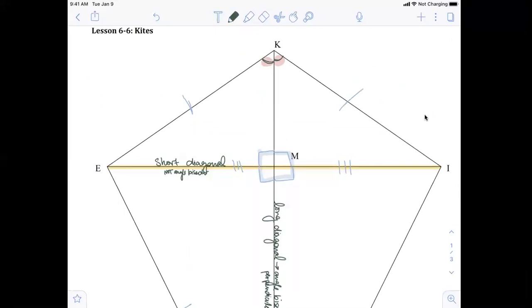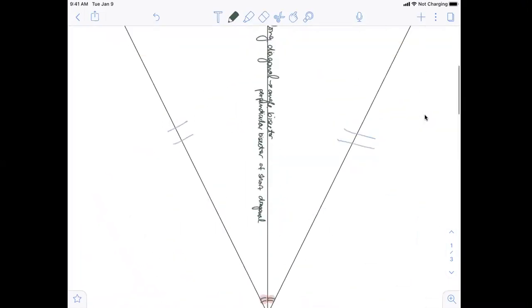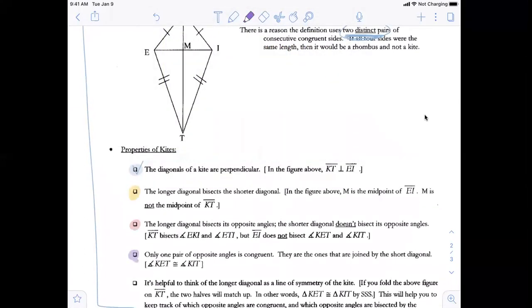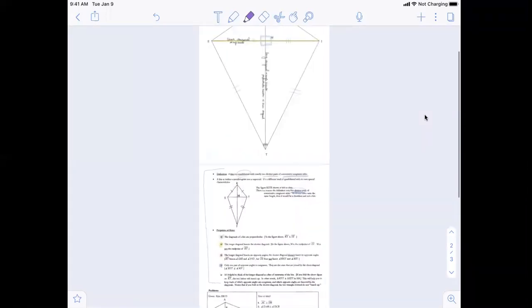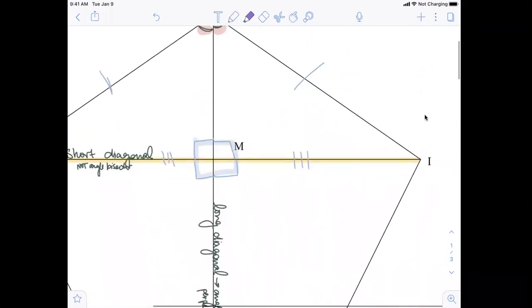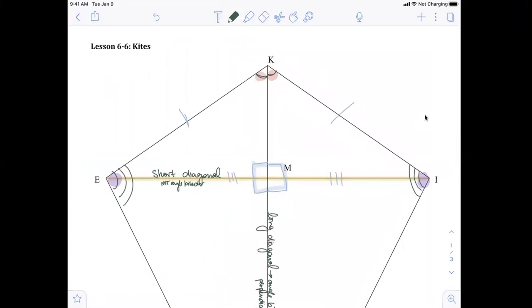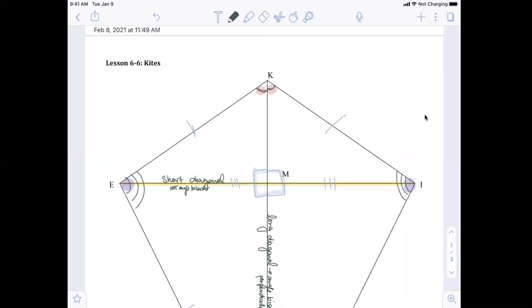Even though it's not an angle bisector, I have something special about angles E and I. Those angles are the only pair of angles that are congruent to each other. So that's the 4th property. I'm going to use a purple highlighter. Only one pair of opposite angles is congruent. They're the ones joined by the short diagonal. So angles E and I are congruent to each other. I've got to use 3 little marks because I haven't done that one yet. Angles E and I are congruent to each other. They are not congruent to K and T. Any questions so far?